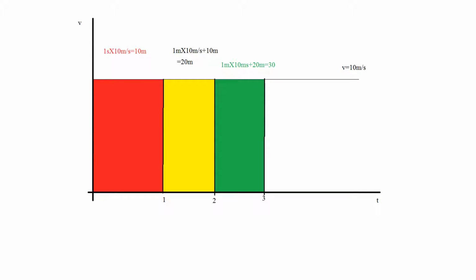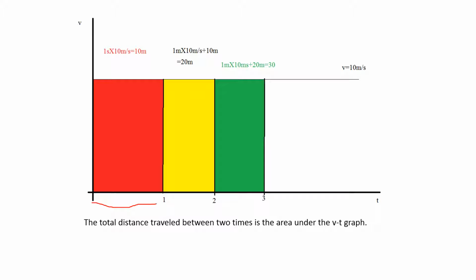This is a graph of velocity versus time, and it's not drawn to scale, but it is still effective at describing what it wants to describe. The total distance between any two times, between 0 and 1, between 1 and 2, between 2 and 3, and so on and so forth, is really just the area under the graph.